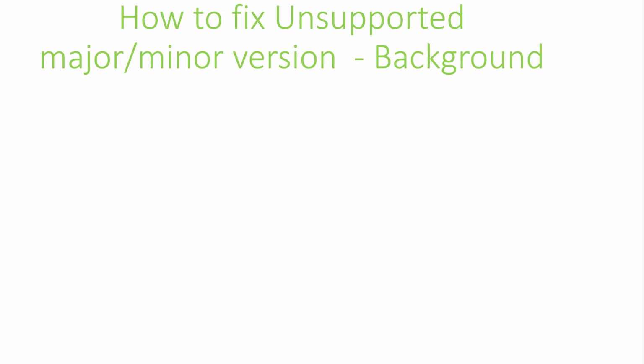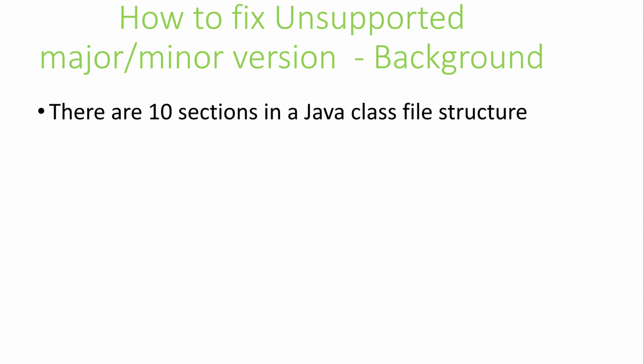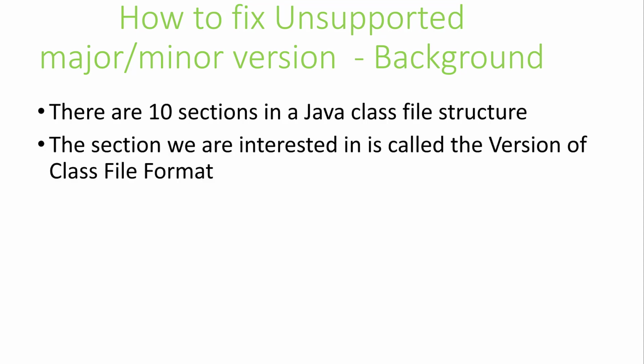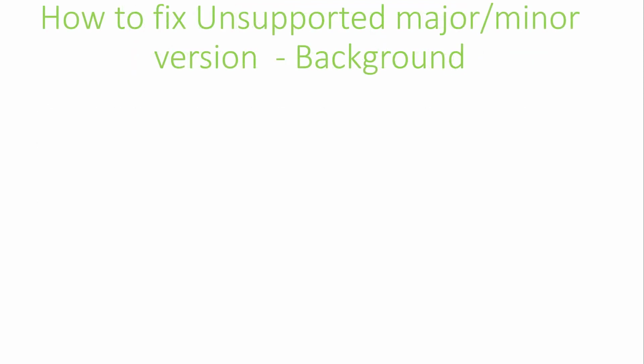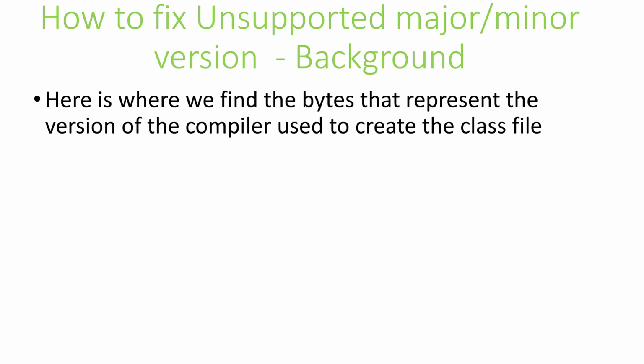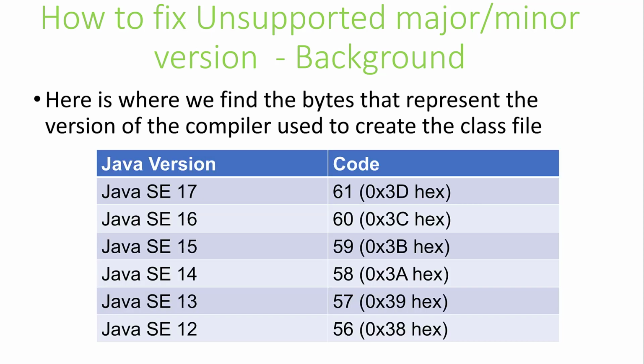In order to support this, the class files have to be well-defined and maintain the metadata to run properly. There are 10 sections in a Java class file structure. The section we're interested in is called the version of class file format. It's 2 bytes long and located starting at byte offset 6. This is where we find the bytes that represent the version of the compiler used to create the class.